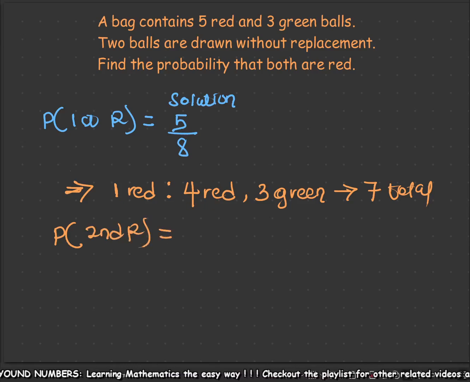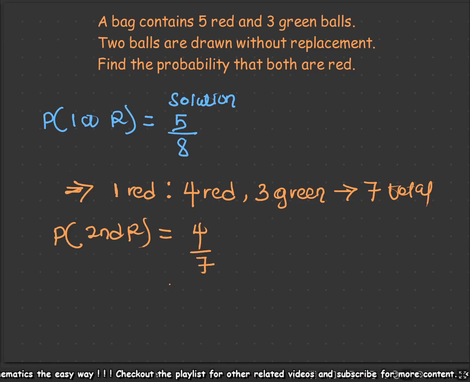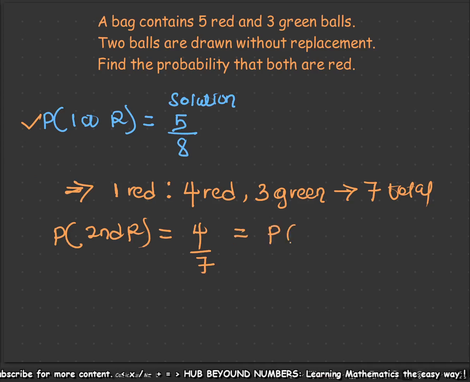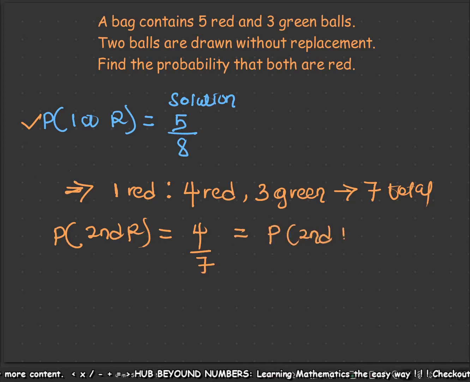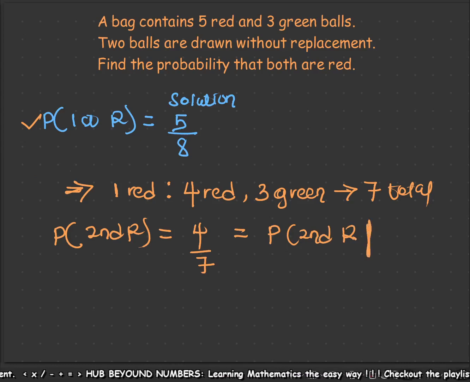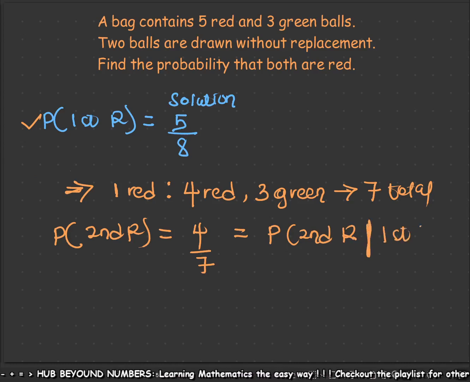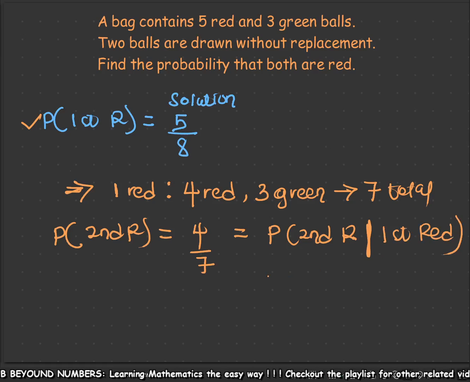This time around, we just have 4 of them. So 4 all over our new total, which is what? 7. You see? So this is what we say. This is the probability of picking a red ball when we have already picked a red ball, right? Or in other words, that is the probability of a second red when you have picked a first red. You see?